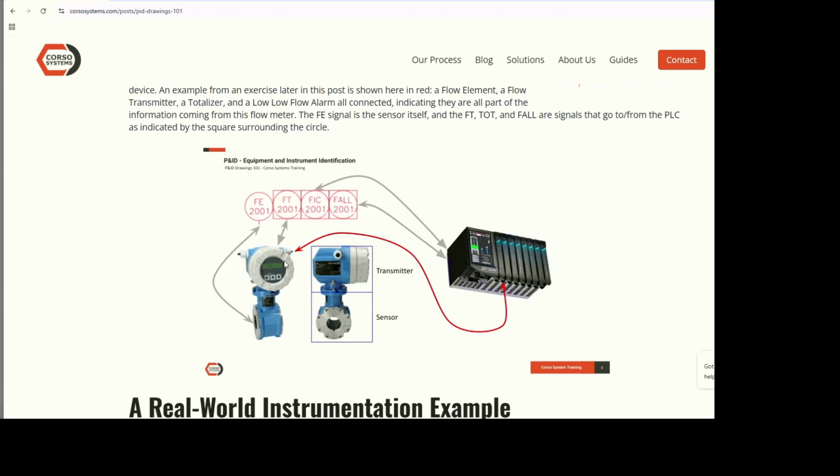So in that case, the simplest explanation for what a tag is, is a data point, either coming from the field, or coming from some internal logic in your PLC. It could be coming from recipes or other business systems that you're using to run your facility, depending on how you have your system set up.